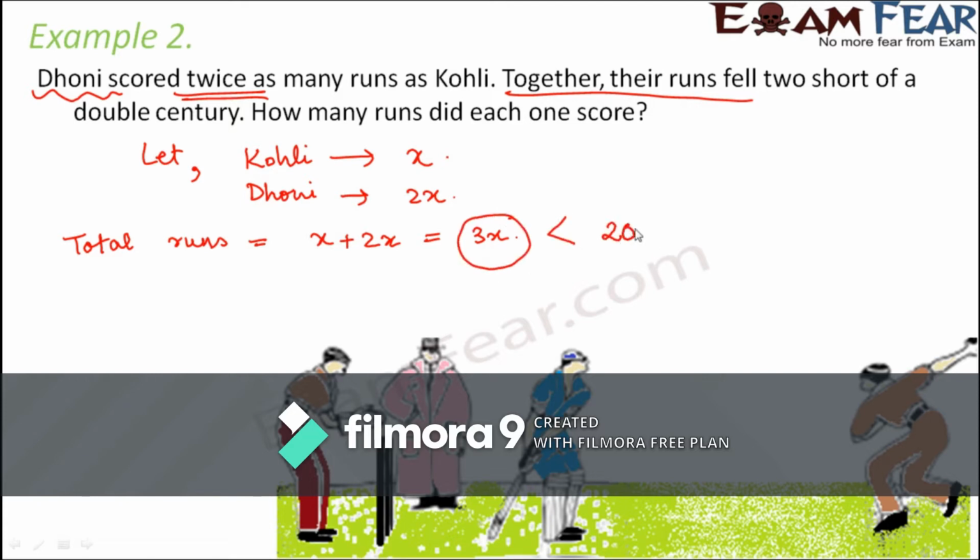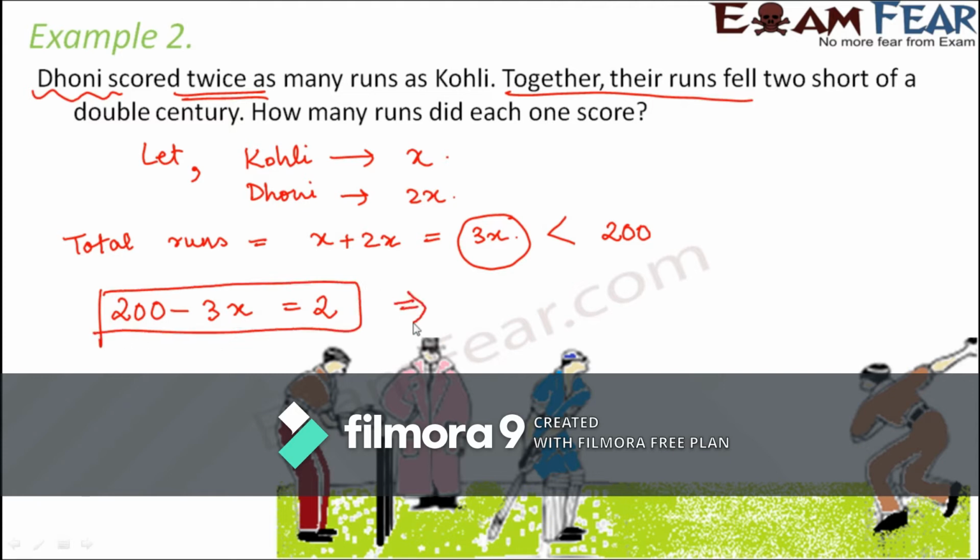Now as per the question, this 3x is less than a double century. 1 century is 100. So double century is 200. So the question says that this 3x is less than 200 by 2. That means the difference between 200 and 3x is equal to 2. So this is our simple equation. So we need to solve this. So how do we solve this?